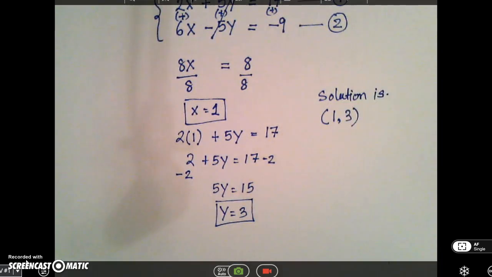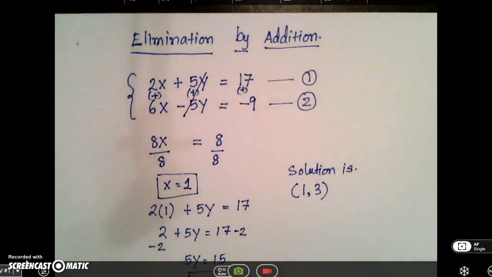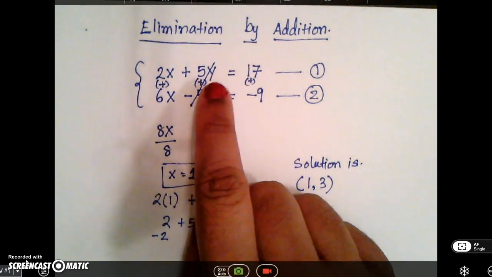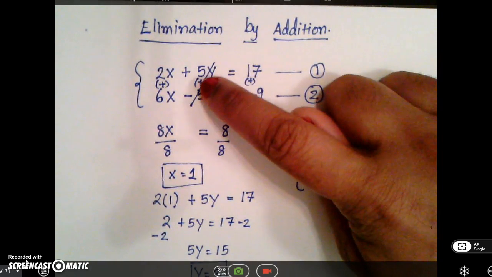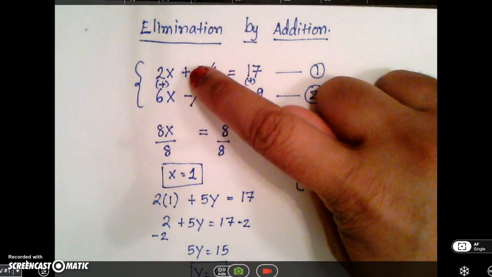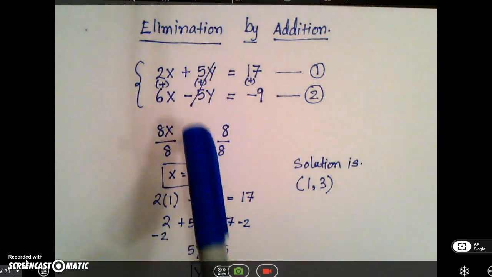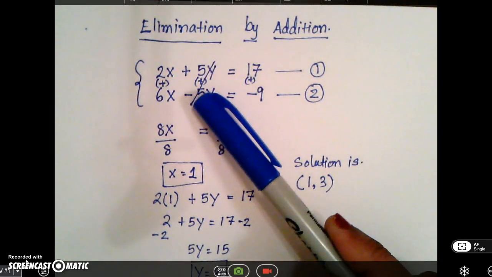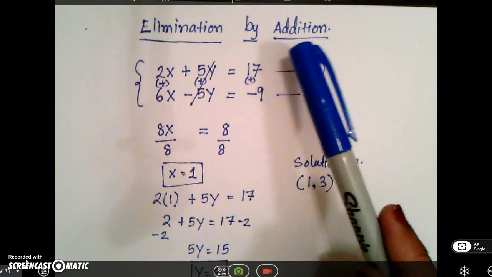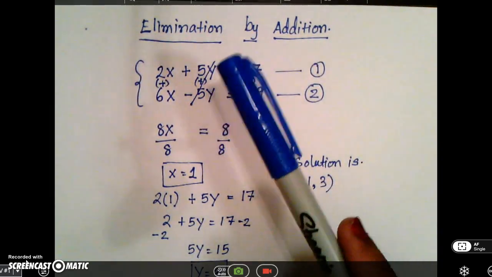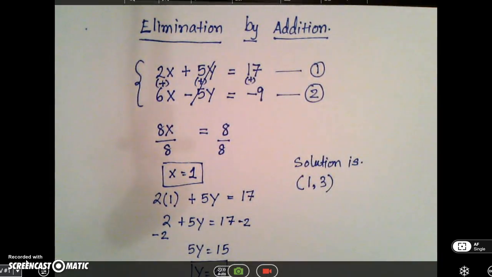Okay, so this is elimination by addition. Care should be taken that I'm going to eliminate the variable that has the same number in front of it, but the signs are opposite to each other. So I have numbers that are the same, but the signs are opposite. So I'm going to use my addition property to eliminate the variable. Okay, so that's elimination by addition.